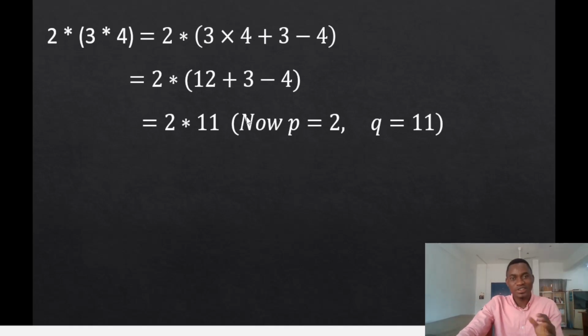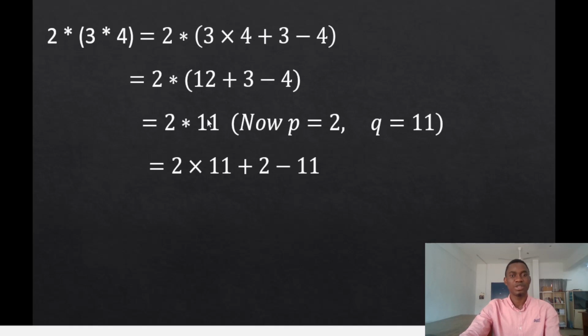Now, our P is 2 and our Q is 11. That is what we have now. Because anywhere you see star, apply that formula PQ plus P minus Q. That is what star is suggesting in this particular question. All right. So we are going to apply the rule carefully. So our PQ is 2 times 11, then plus P, which is plus 2. P is the first element. Then minus 11 being the second element in this particular binary operation.